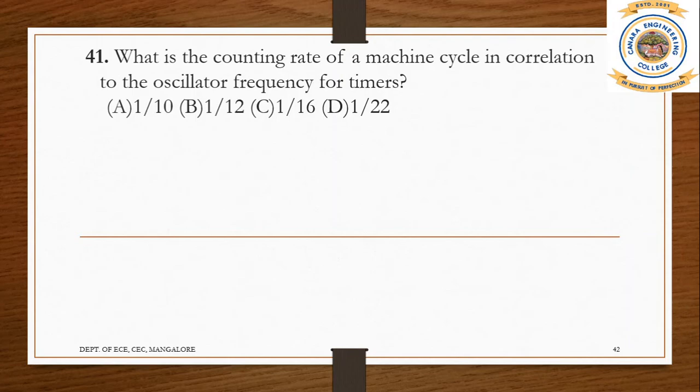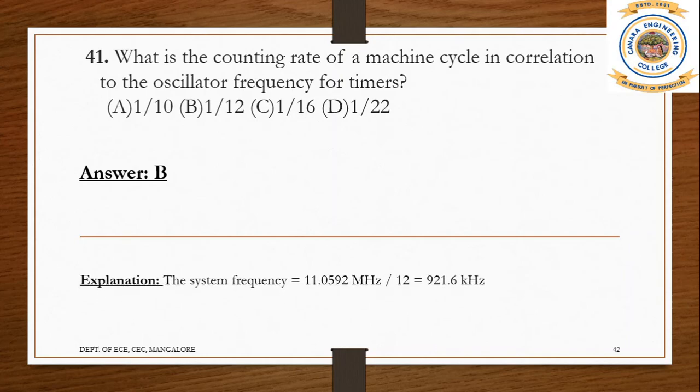What is the counting rate of a machine cycle in correlation to oscillator frequency for timers? This is a continuation of the previous question. So your actual frequency will be divided by 12. Okay, so the answer is B.